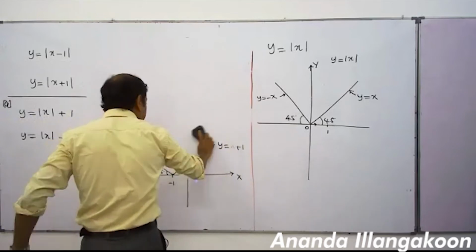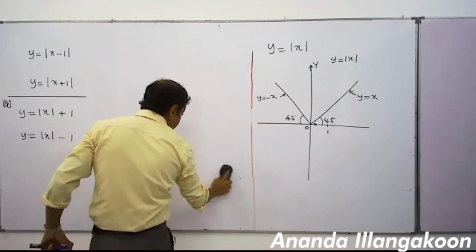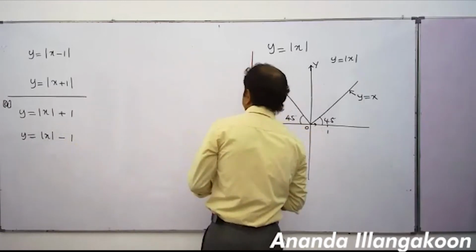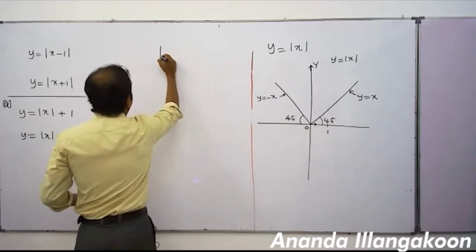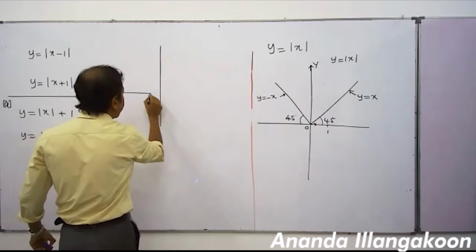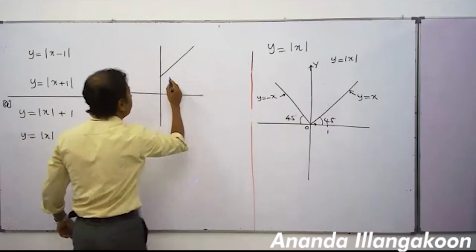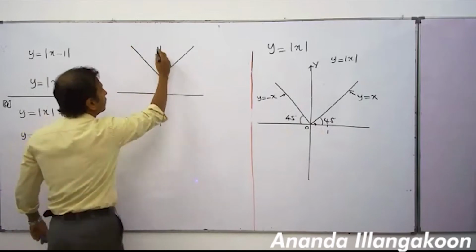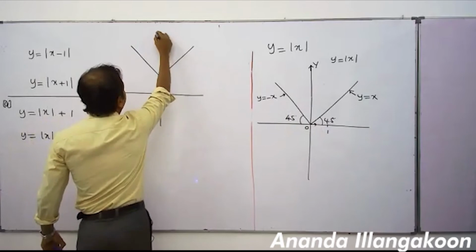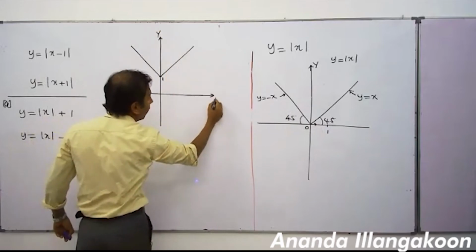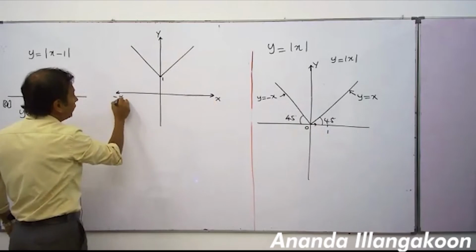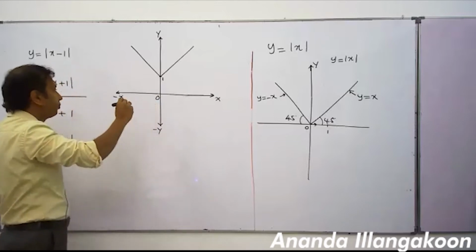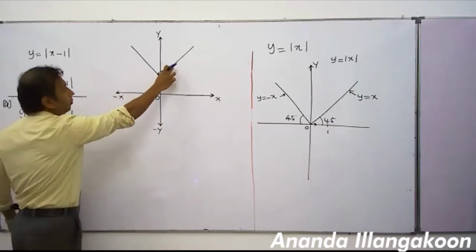The mod x plus 1 graph can be obtained by taking the y equals mod x graph upwards by 1 unit. This way the graph will be. This is 1. This is the y-axis, x-axis, negative x-axis, negative y-axis, and this is the origin. Now, how to obtain the equation of this branch and this branch separately?